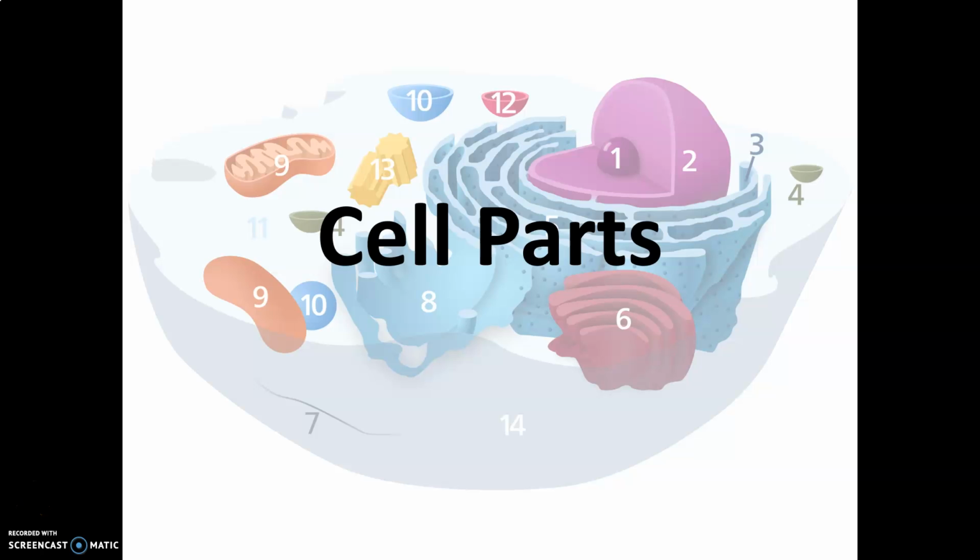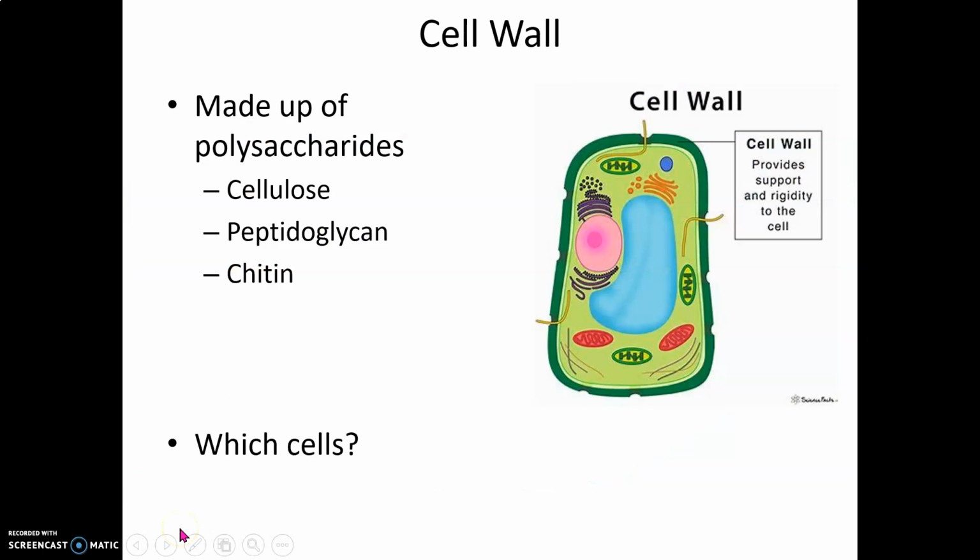So now let's go over all of the parts that make up a cell, aka the organelles. So the first one is a cell wall. This tends to be on the outside of the cell. And during our macromolecules lecture, we talked about polysaccharides and how the cell wall is usually made up of polysaccharides. So cellulose is a component of a plant cell wall. Peptidoglycan is a component of a bacteria cell wall. And chitin is a component of a fungi cell wall.